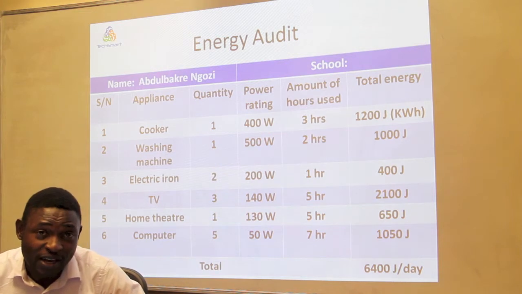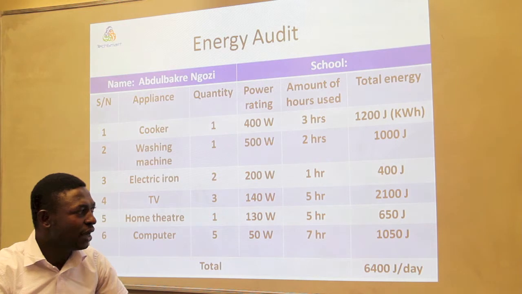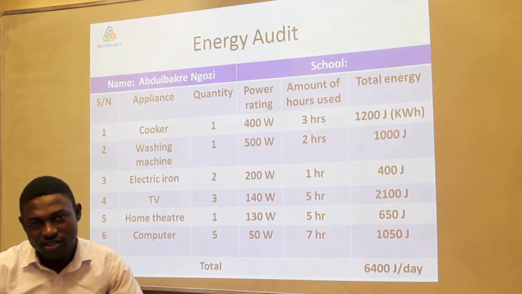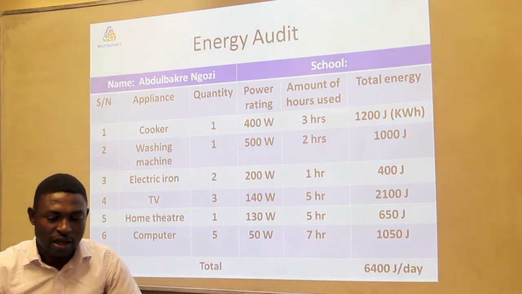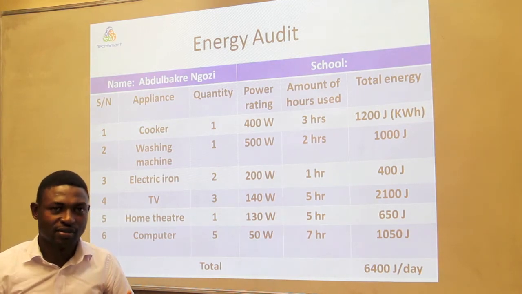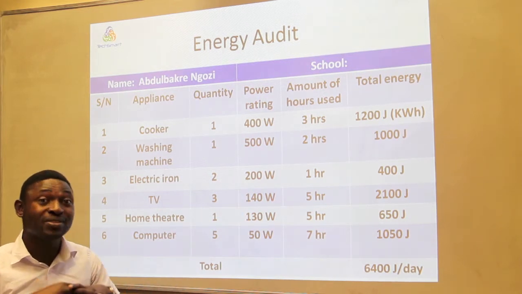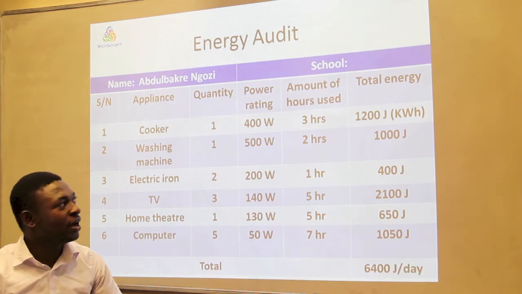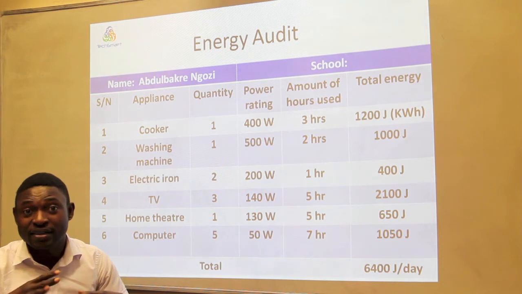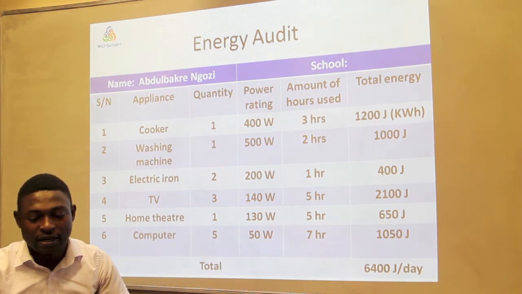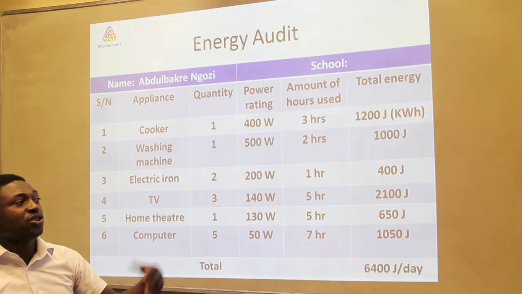And so this is the last part, and this is going to be like a task for the week. We want you to make an energy audit in this format or in a related format, with your name and your school, and list the appliances that you have in your home that you use, and estimate the power rating. Usually you find the power ratings at the back of the appliance. For example, a cooker will be around 400 watts. So this is a typical energy audit.